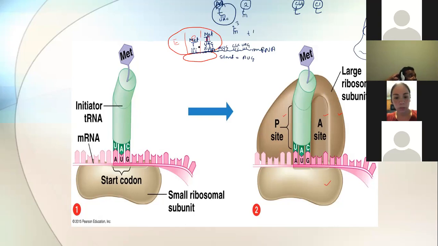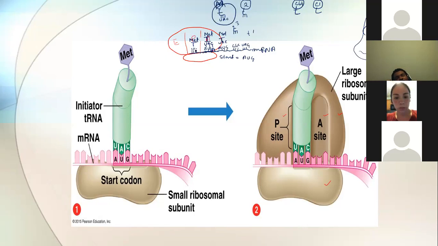When it comes over here, the next codon sits on the A site. Now our next codon is AUG, so another tRNA with the anticodon UAC comes over here, carrying another methionine.